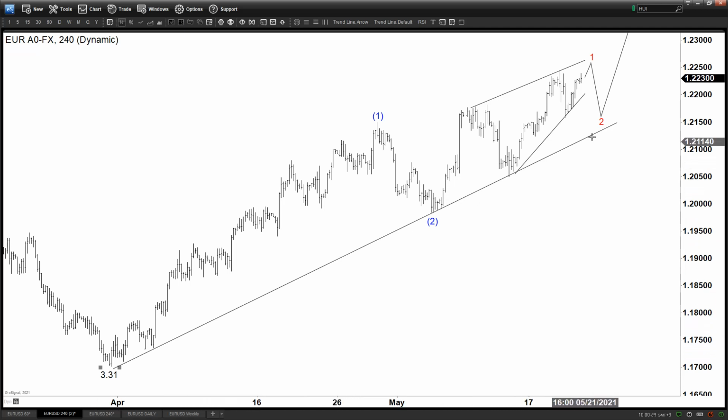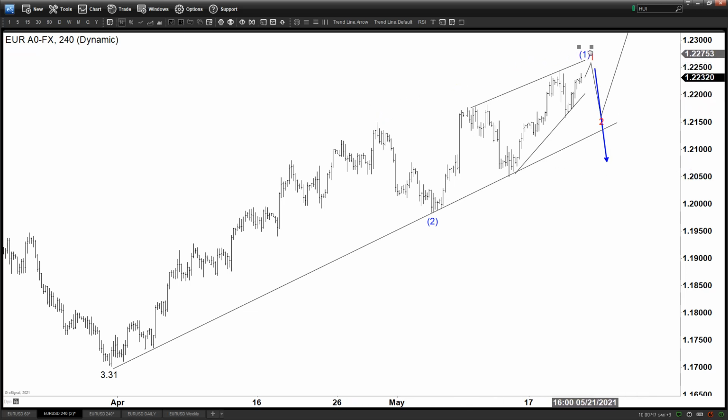Now there's also this trend line here that I drew from March 31st. And as long as we continue to stay above this trend line, this nest is valid. Okay, this nest idea is valid. Now if euro dollar breaks below the trend line, well, we got two options. If we get something like that, we got two options.